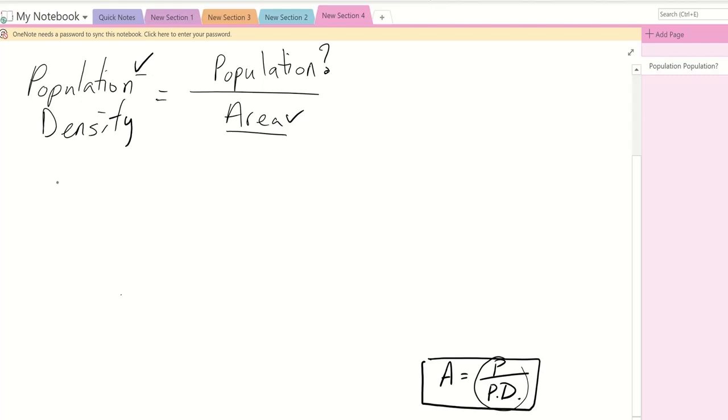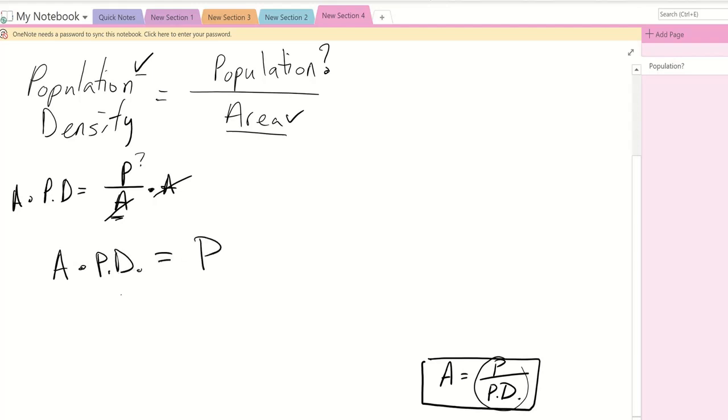So let's write down our formula again. PD equals P over A, right? Again, this we know, population we want to find out, right? So let me erase this check marks. If we want to find out what P is, again, we want to move over this A. The way we do that is multiply both sides by A. That gets rid of the A. So we get area times population density equals population, right?